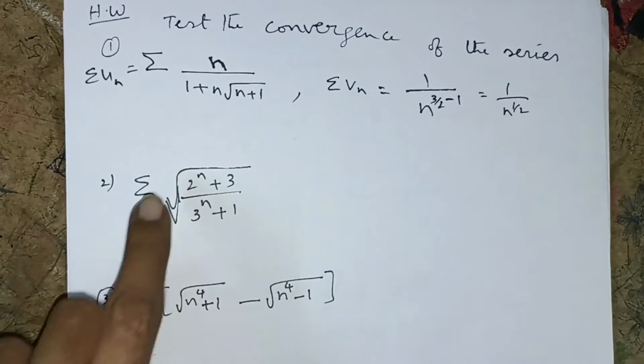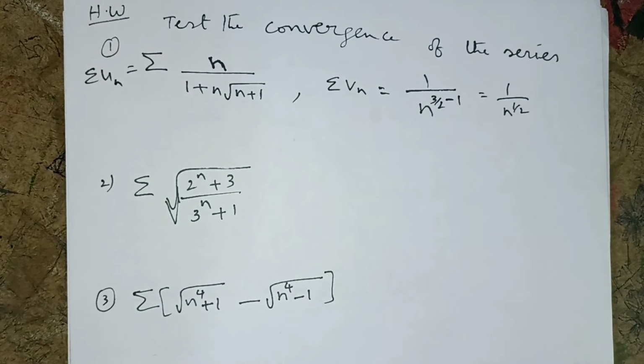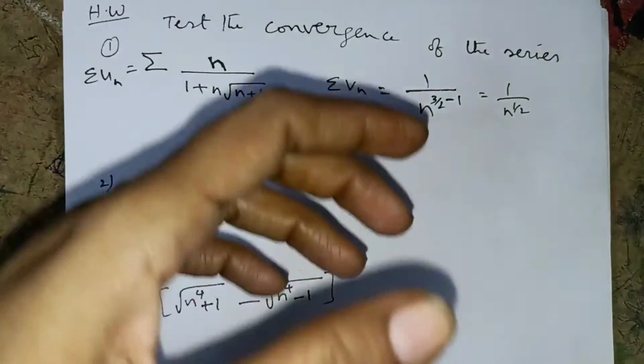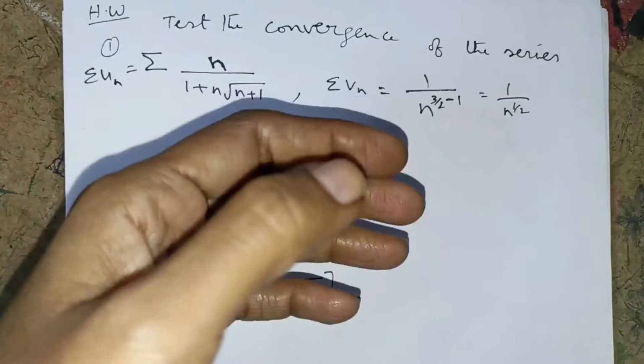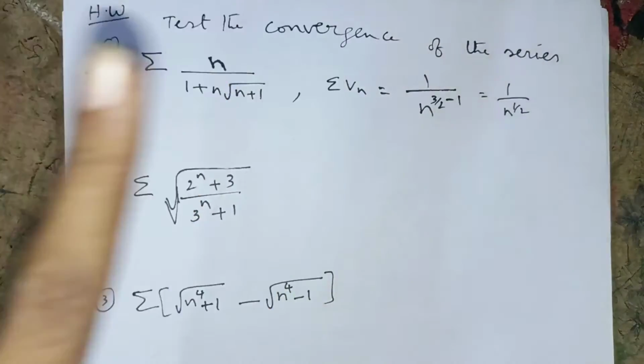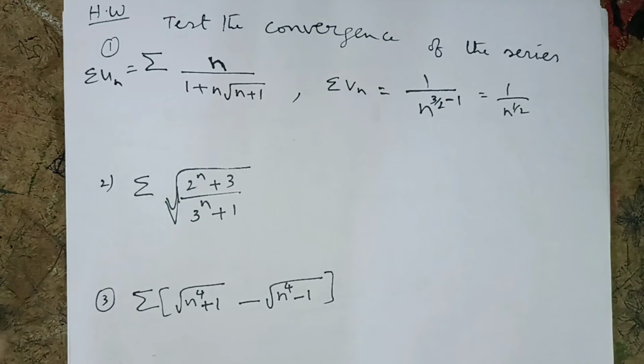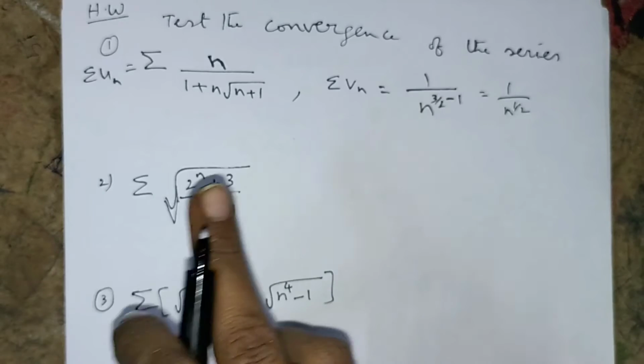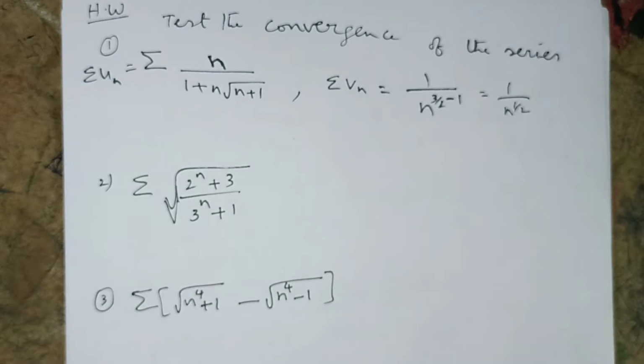After that, apply the formula: limit n tends to infinity of un by vn. Take the common terms, cancel them, simplify as much as possible and apply the limit. You will get some number, a finite non-zero number, that may be 1 or 1 by 2 or 3 by 2, 10, 50, whatever. If you get a finite number, then the conclusion you can write is that both sigma un and sigma vn will converge or diverge together.